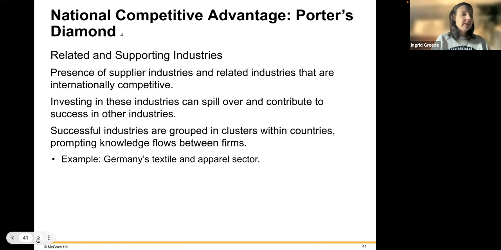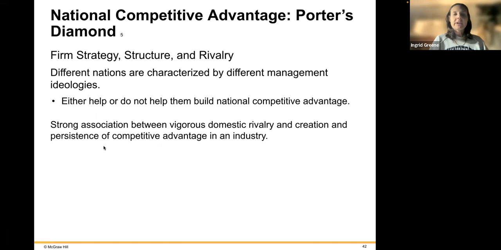Let's move on to the fourth part of the diamond. Here we're talking about firm strategy, structure, and rivalry. And this is what I was talking about, making sure that there's talent to help set appropriate strategy and management. And that different nations are characterized by different management ideologies. And either they help or they don't help them build national competitive advantage.